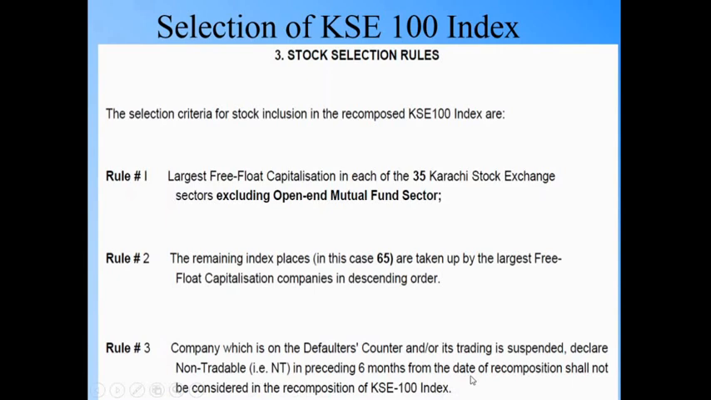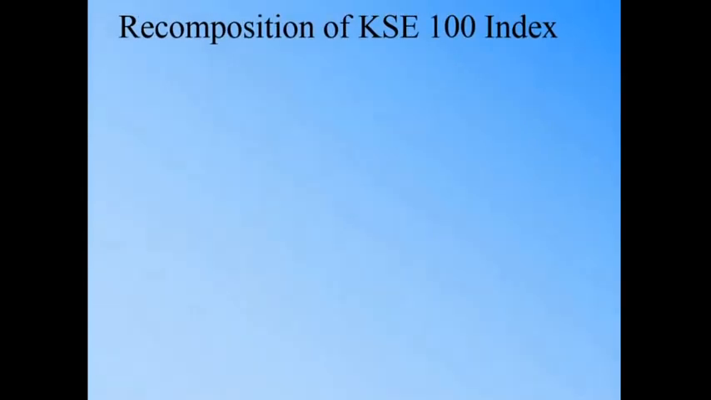So for example, there can be a situation where a company may be the top company of its sector, but it has been declared as non-tradable, or its trading has been suspended by the exchange. So even though it is the largest company of its sector, it cannot be part of the 35 companies that we are selecting. Or similarly, the company may still fall in the next 65 companies in descending order, but since it has been suspended or declared as non-tradable, it cannot be part of the KSE 100 index. This is how the KSE 100 index is actually being calculated.